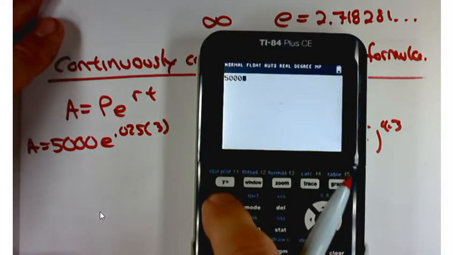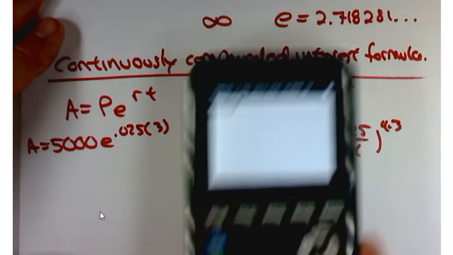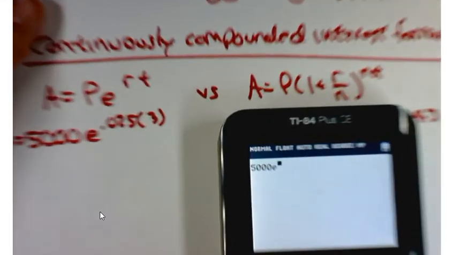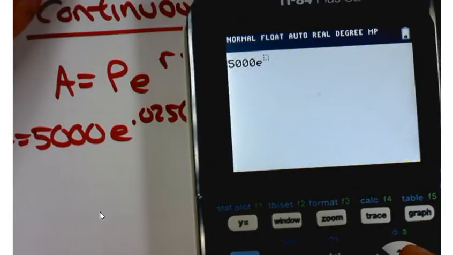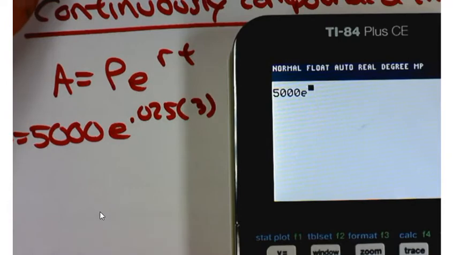5,000 second ln. That gives me something in the exponent. So I want 0.025 times 3.